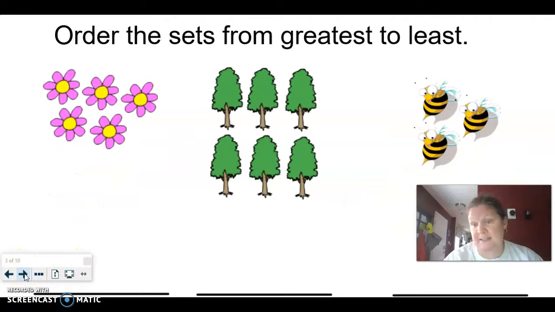All right, this is the opposite, guys. This is where we're going to go from greatest to least. So biggest to smallest. All right, so let's go through our pictures and figure out how many we have of each. How many flowers? Good, 5 flowers. Okay, how many trees? 6 trees, yep. How many bees? Bzz, bzz, bees. Good. 3.